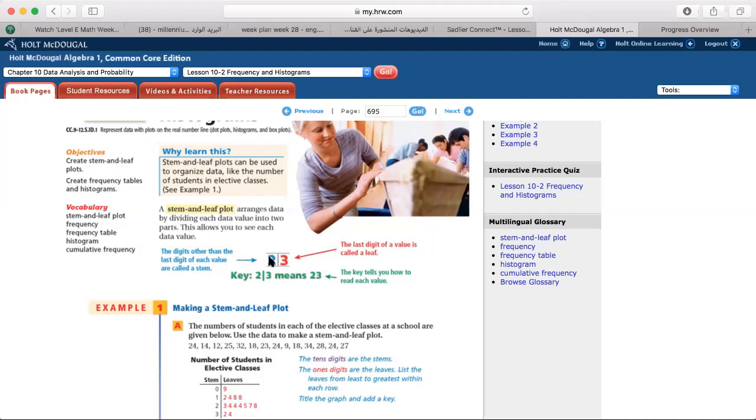For example, I have 23. The last digit of a value is called a leaf, which is the ones digit. Okay, the ones digit is the last digit of a value is called a leaf. The digits other than the last digit of each value are called a stem.